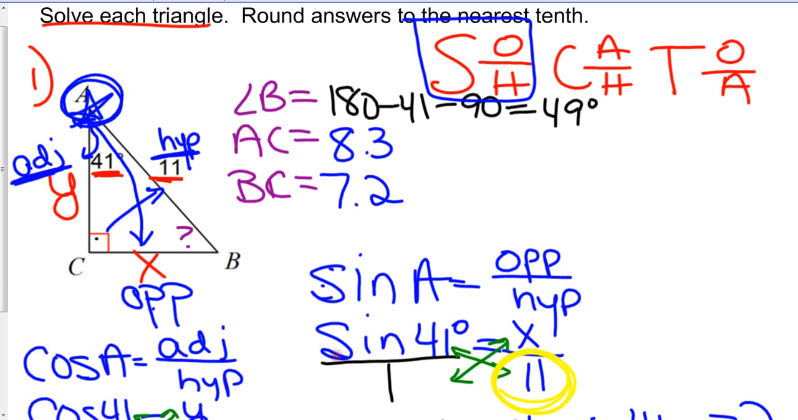So we have found all of the missing information. We have found the angle B, right, is 49 degrees. That's one of the angles that we were missing. And we were missing the two sides. We've found them. We've got what we need.